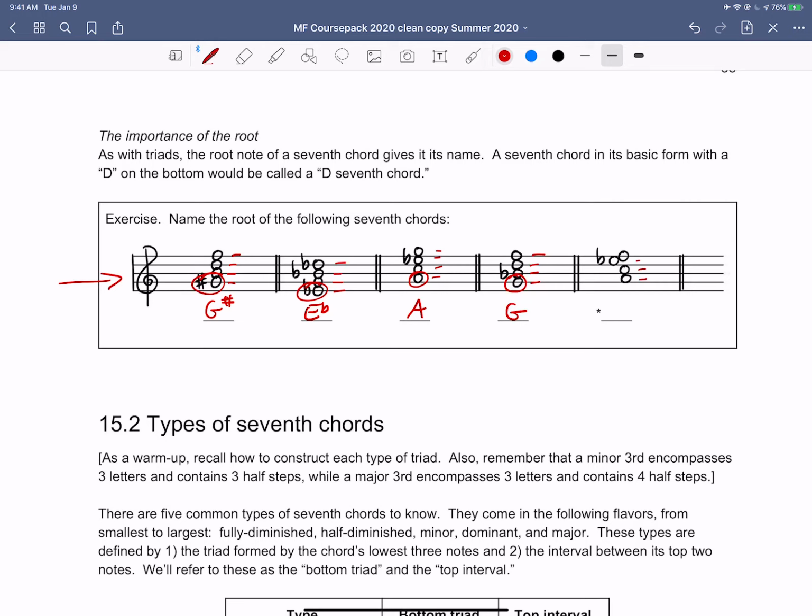Space, space, space, line. This one is not in root position. So the answer here is that the root is not A. It's not that note right there. If you want to, you can try to reorganize these notes and come up with F as your root. But for right now, the most important thing is to realize that if you do not have a seventh chord in root position, then you can't rely on that bottom note being the root of your chord.